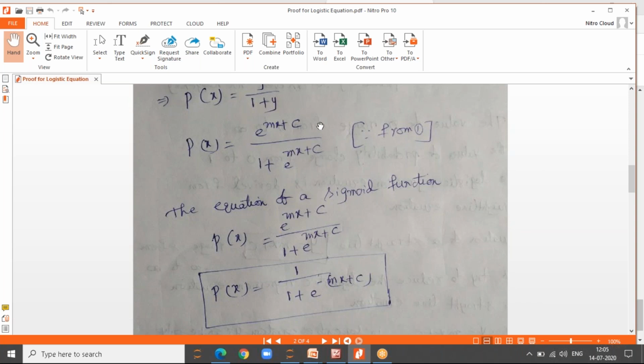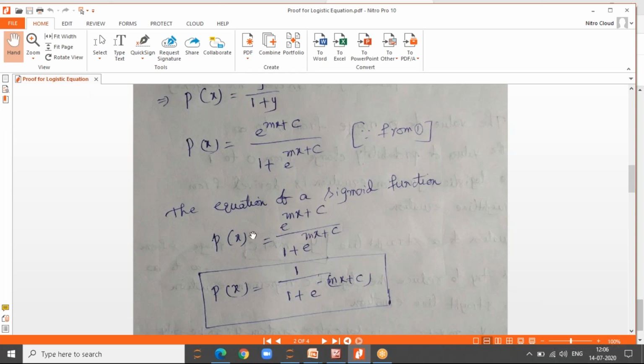So simply divide by e power mx plus c on both the numerator and the denominator, and I get the final equation like this. This is nothing but my sigmoid function, right? Using this sigmoid function also we can predict the outcome. I will show you that when I explain it through the Jupyter notebook. By hand, how can we determine the probability of a particular event happening or not?